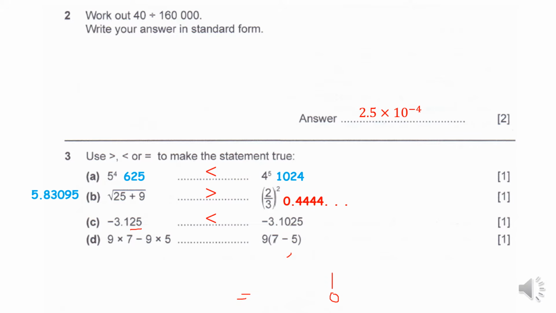So when you are dealing with directed numbers, think about which number is further away from 0. The further a number is from 0, the smaller it is. Okay, right. So when you do 9 times 7, well, 9 times 7 is 63. Minus 9 times 5 is 45. It's the same thing, so these two are therefore equal.